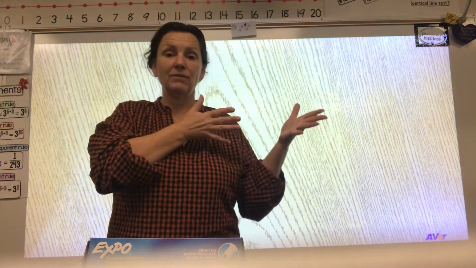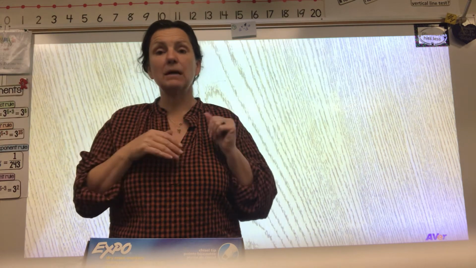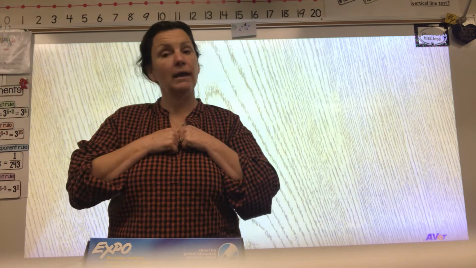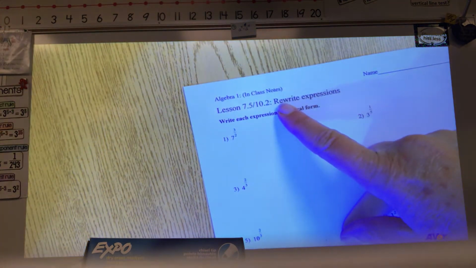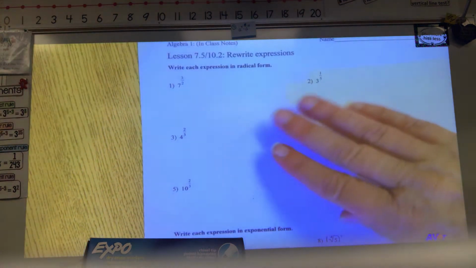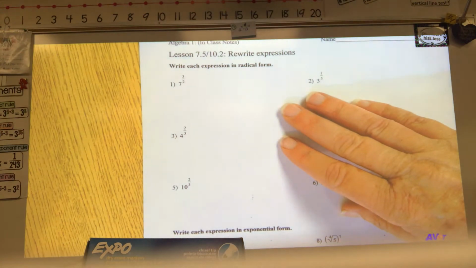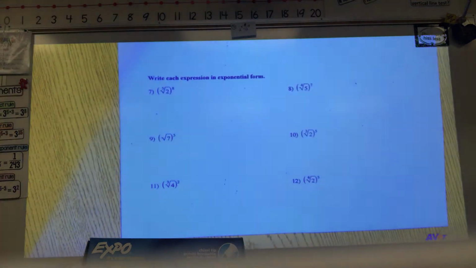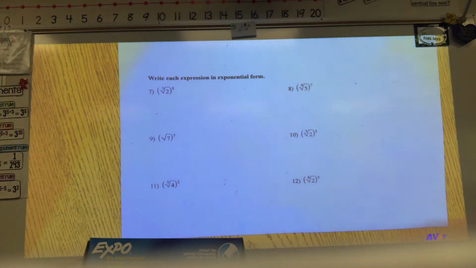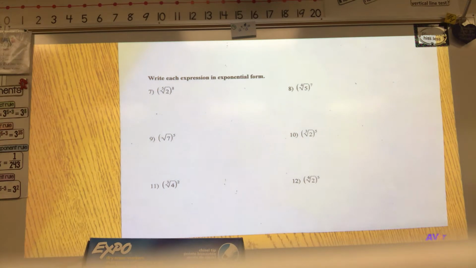So when you go to Canvas, everything's on there. Since it's a double hitter, you have 2 pages of notes and you have 2 pages of homework. So the double hitter notes are right here. We have in-class notes, where we're learning to change these things called rational expressions into radical form. And then the bottom part, we're changing these exponential or rational expressions into radical form, okay? So pretty cool.